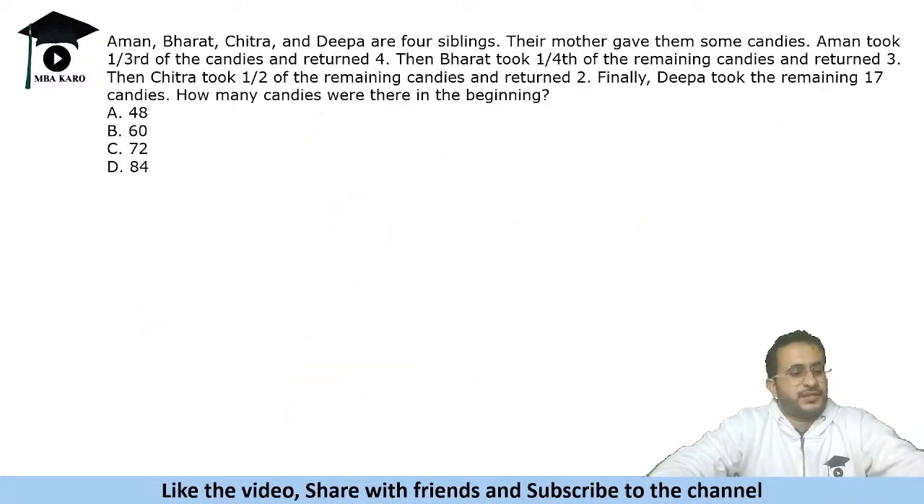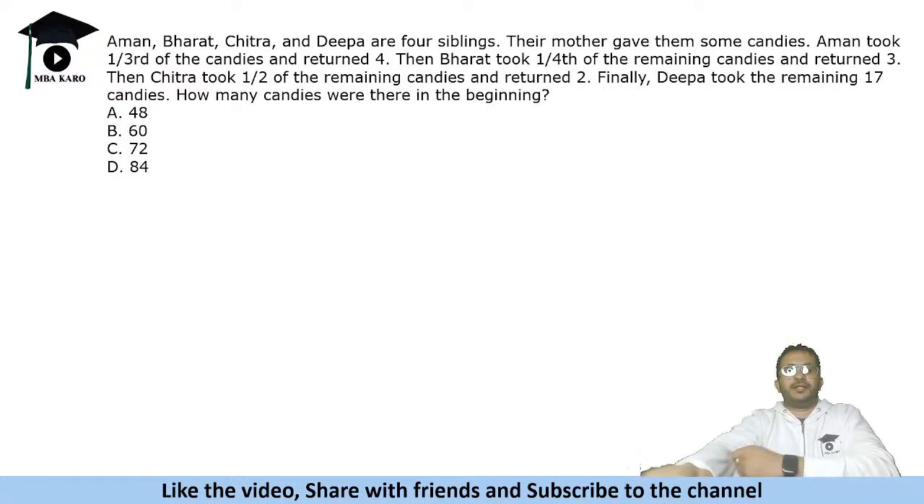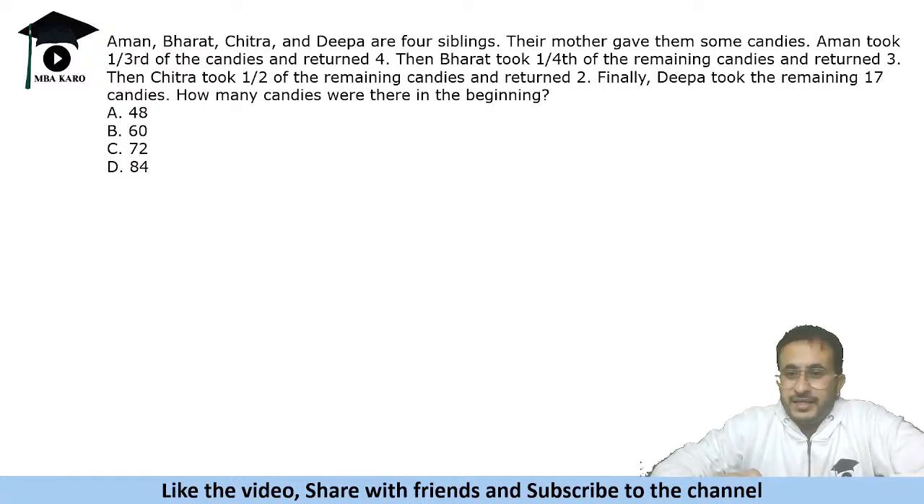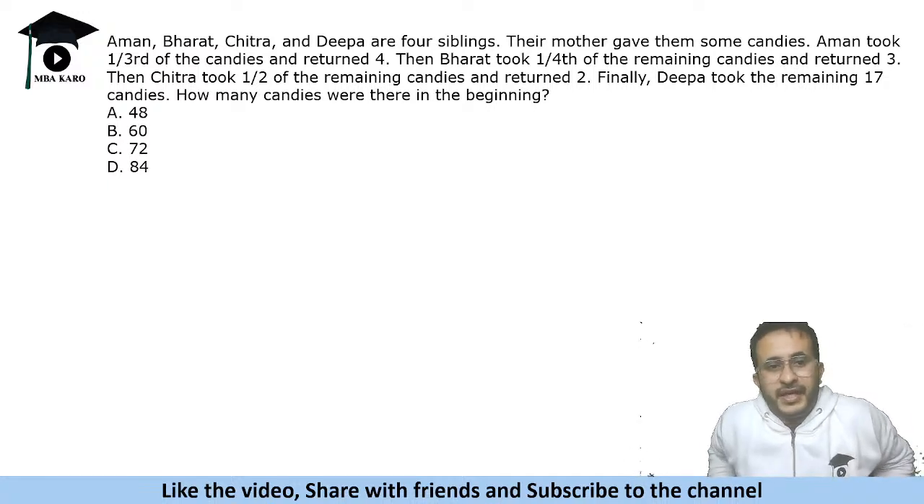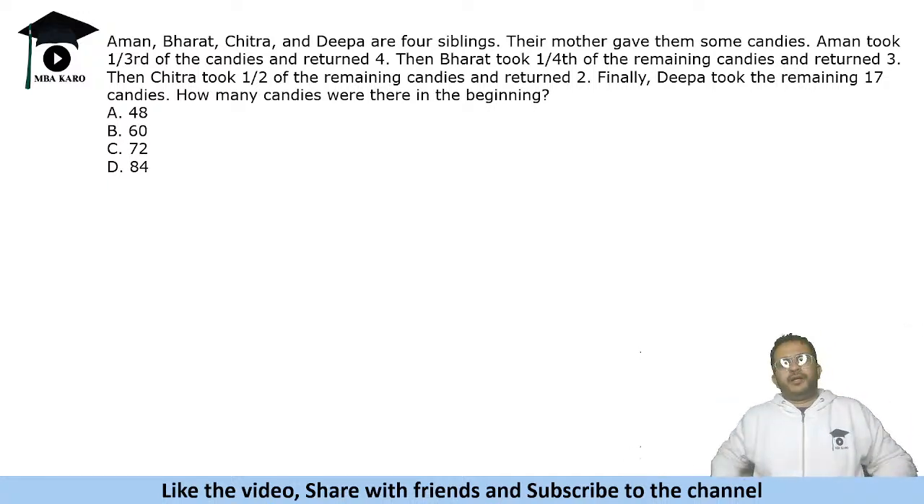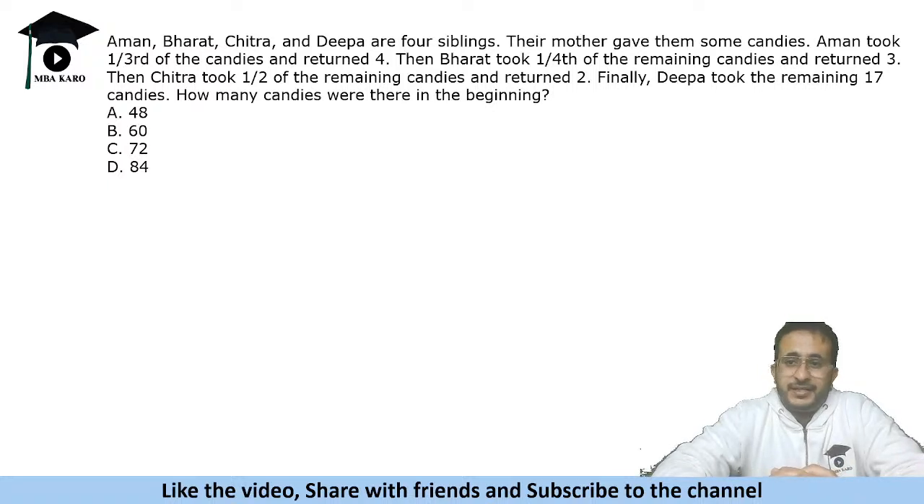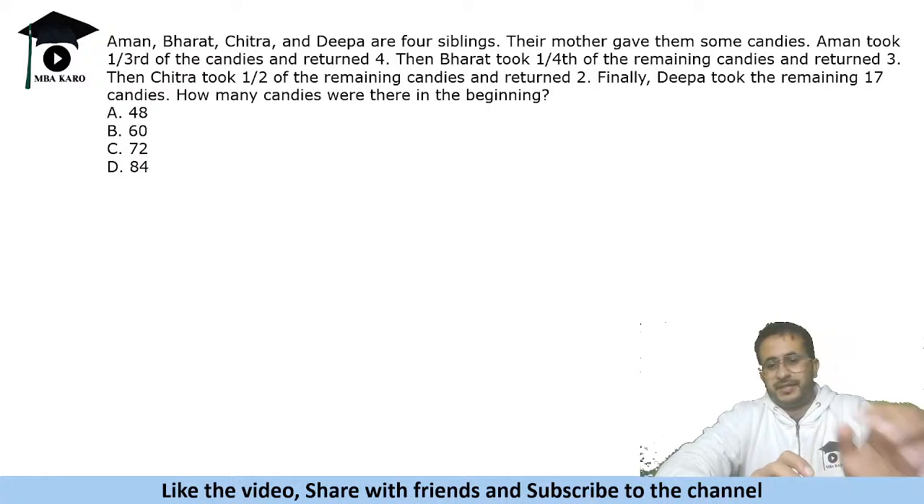Okay, so let's try this question. It says that Aman, Bharat, Chitra and Deepa are 4 siblings. Their mother gave them some candies. Aman took 1/3 of the candies and returned 4. Bharat took 1/4 of the remaining candies and returned 3. Then Chitra took half of the remaining candies and returned 2. Finally, Deepa took the remaining 17 candies. How many candies were there in the beginning?